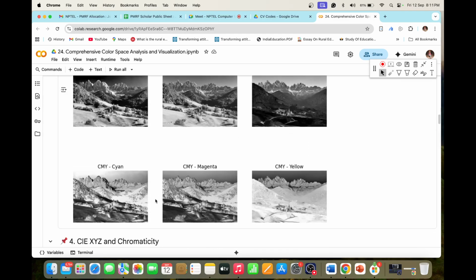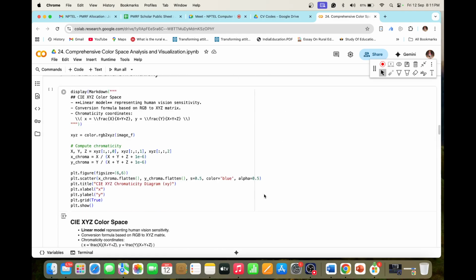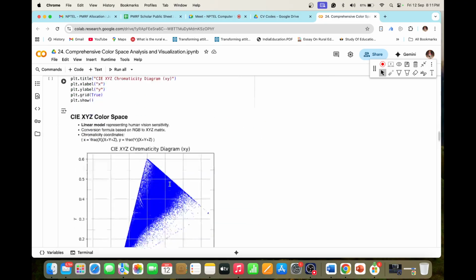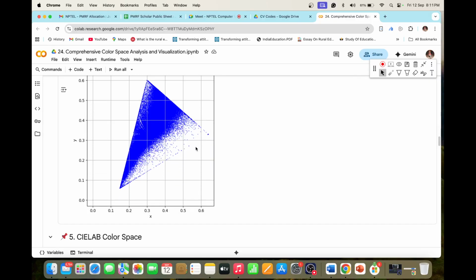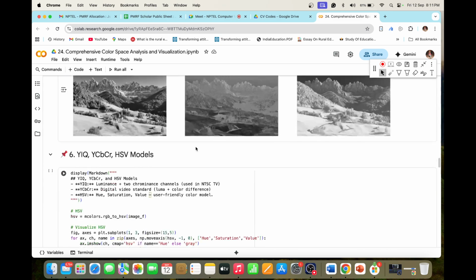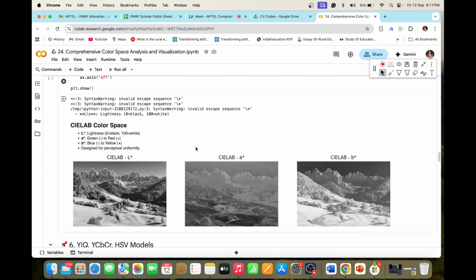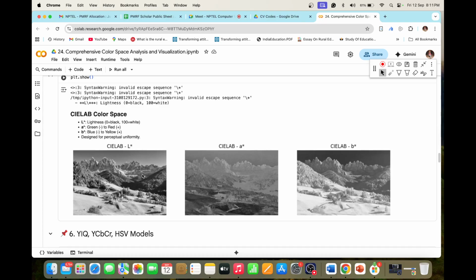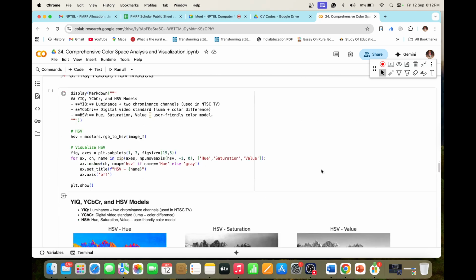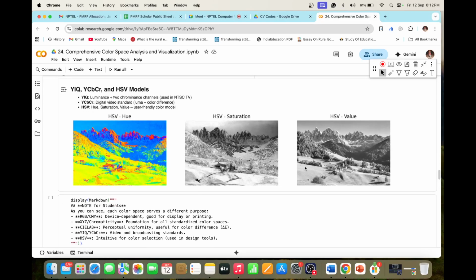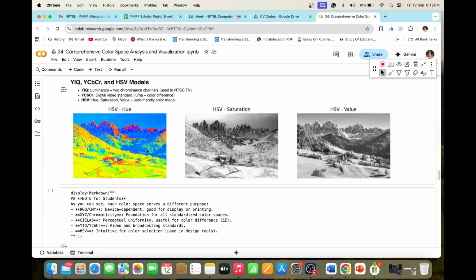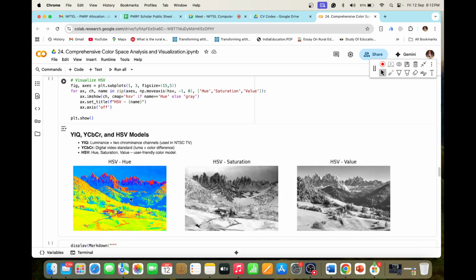Okay, and then this is your CMY channels, and then the CIE XYZ chromaticity diagram has been made from your original image. And these are the CIE Lab images: CIE Lab L, CIE Lab A, and CIE Lab B. And this is your YIQ, YCbCr, and HSB model. I think all the HSB model has been given for you.